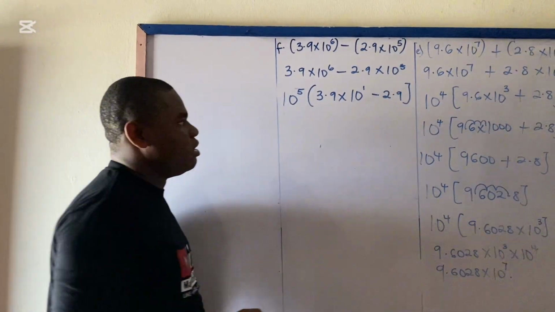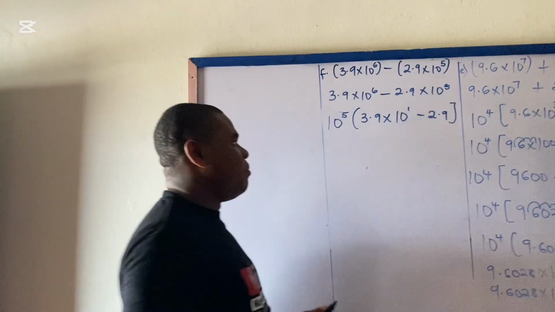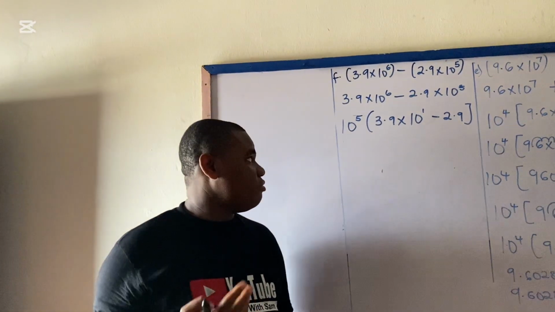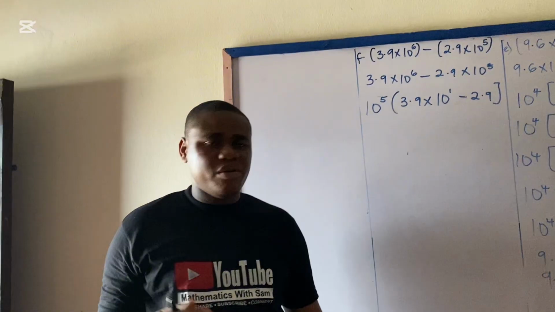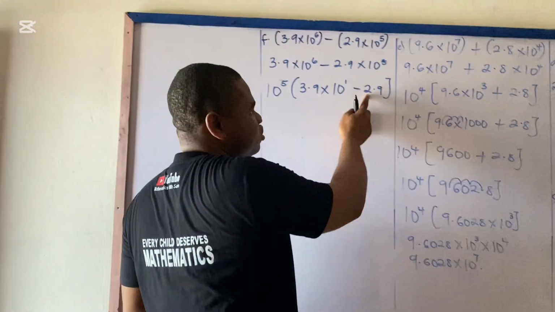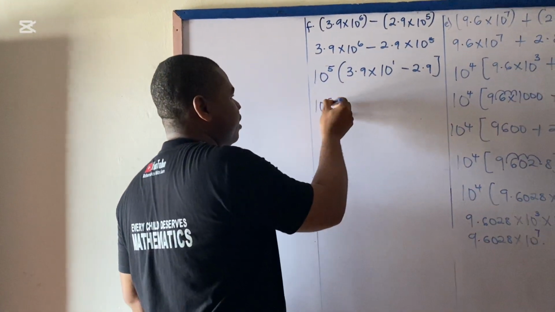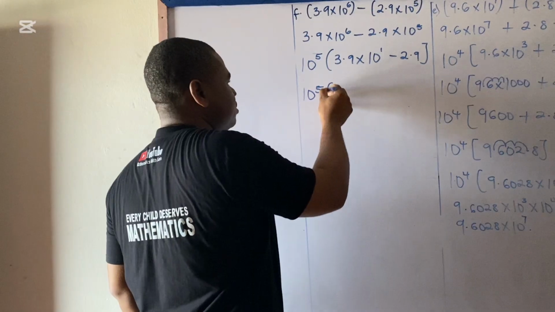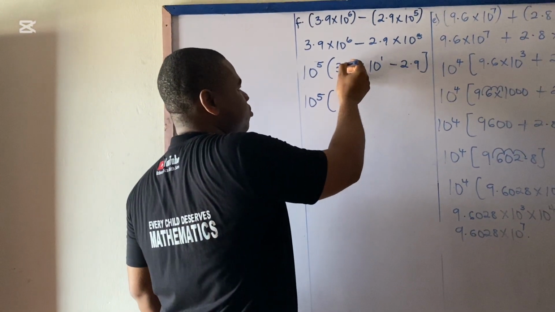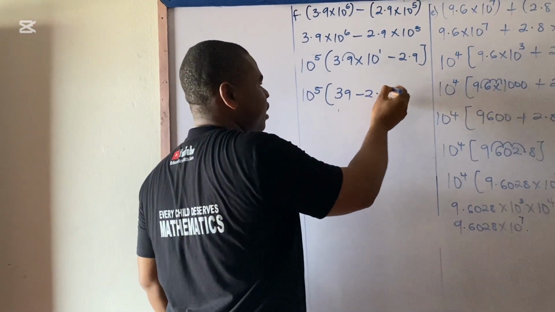The reason why we just have 2.9 is because 10 raised to the power of 5 divided by 10 raised to the power of 5 gives me 10 raised to the power of 0. And any number raised to the power of 0 is 1. Any number multiplied by 1 is that same number. That is why we have 2.9 here. Alright, so in this case we have 10 raised to the power of 5. This will give us times 10. This will move 1. That will give 39 minus 2.9.